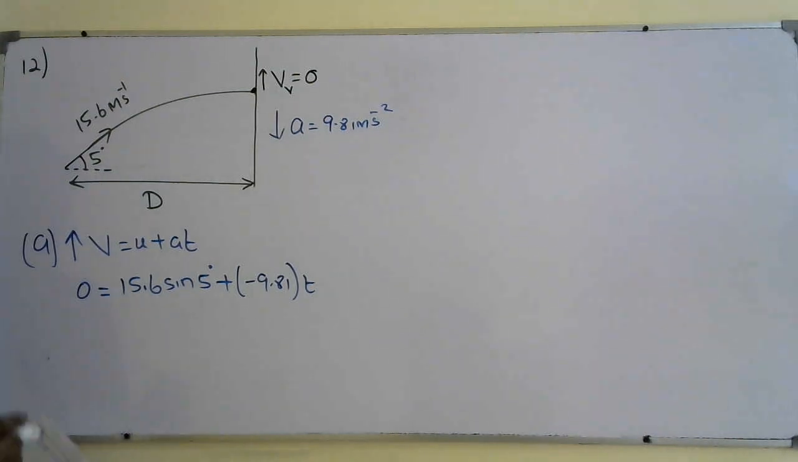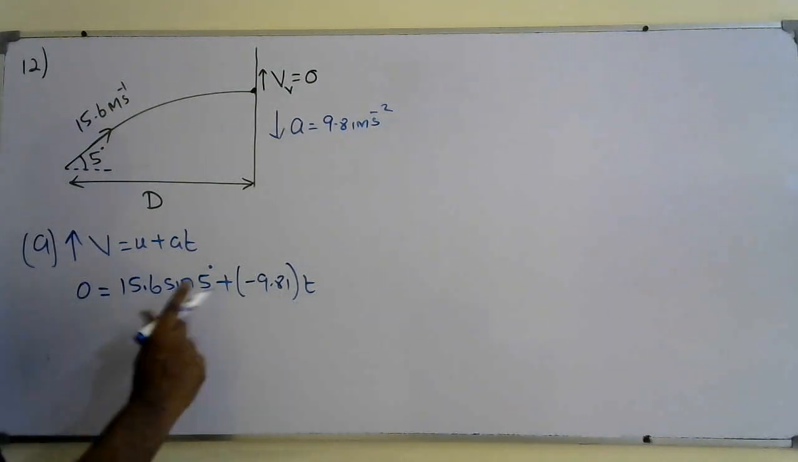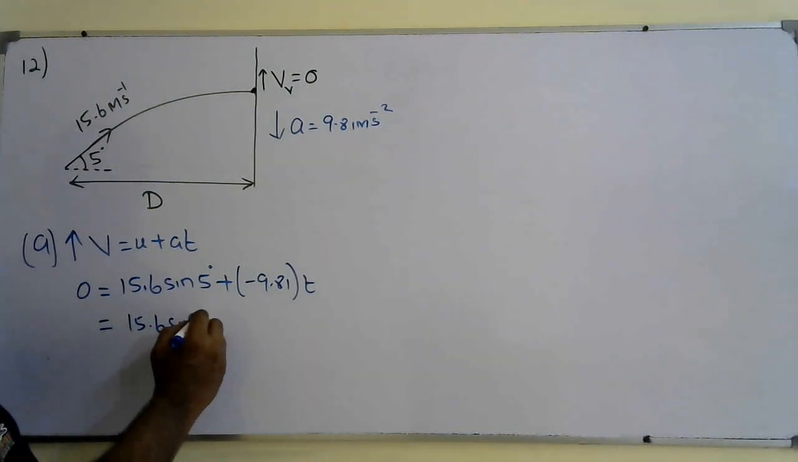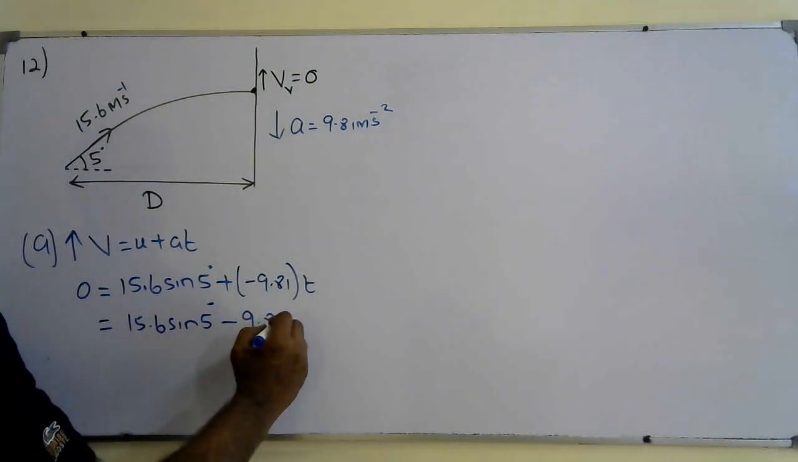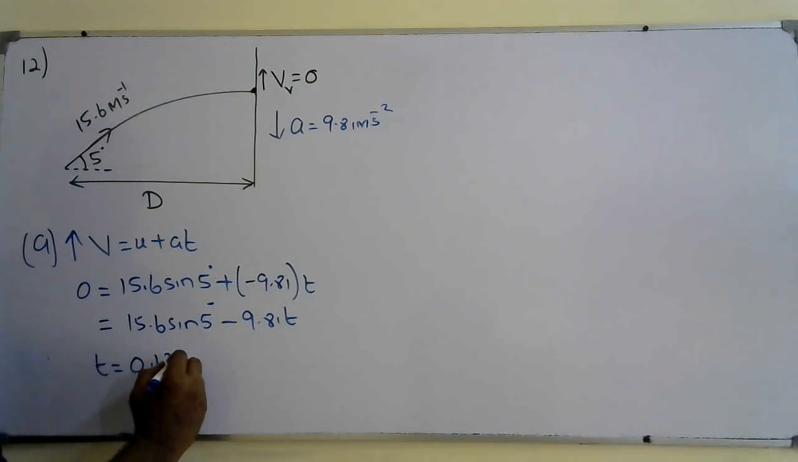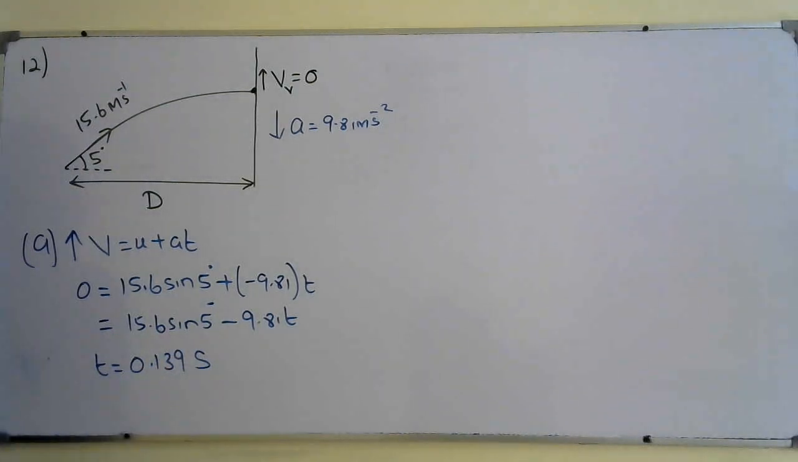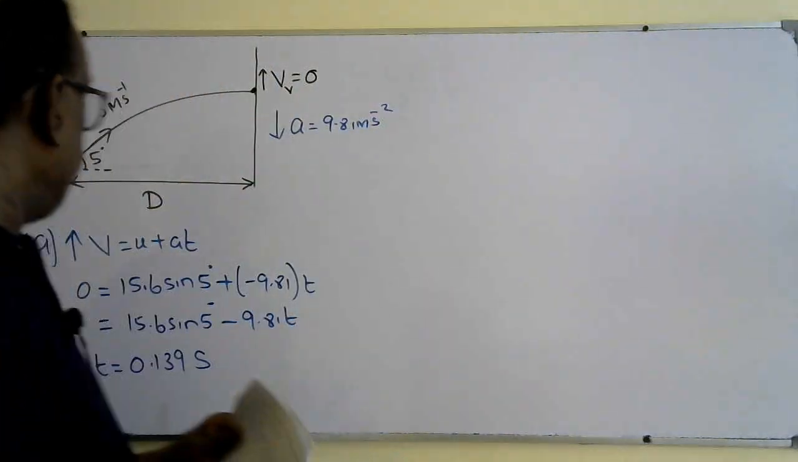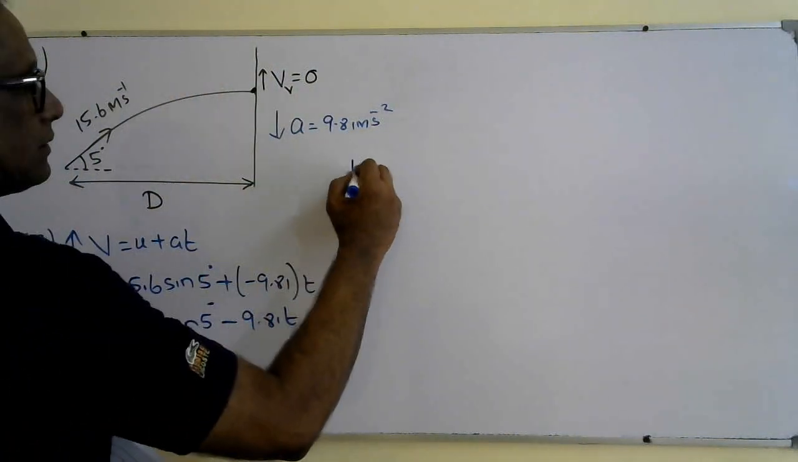Okay, so solve it. That is going to be 15.6 sin 5 minus 9.81 t. So bring it to the left and find t. You will get 0.139. Give it in 3 s.f., 0.139 seconds. That is the A part. Now the B part.